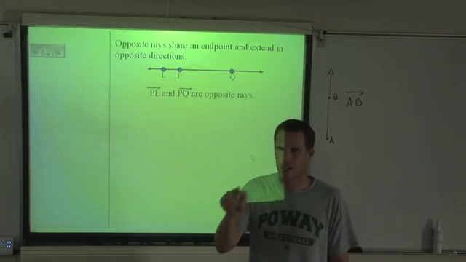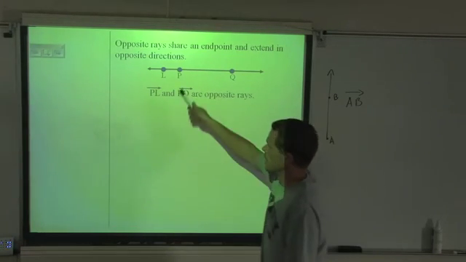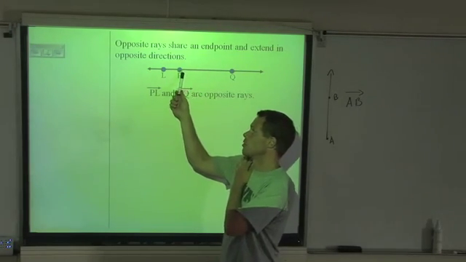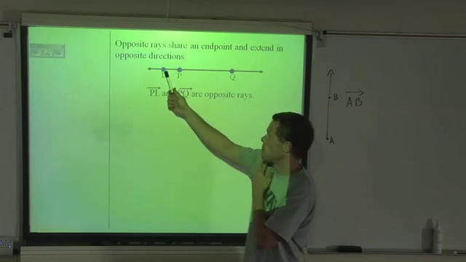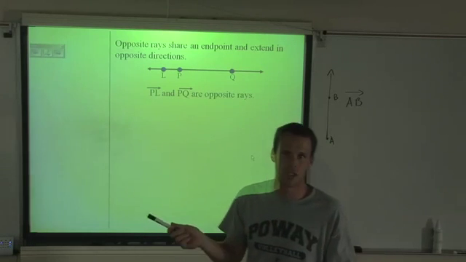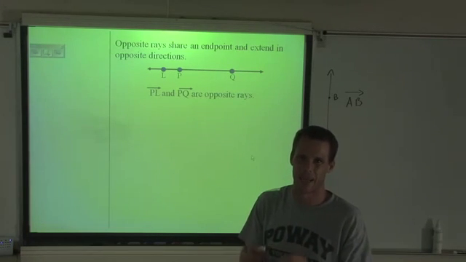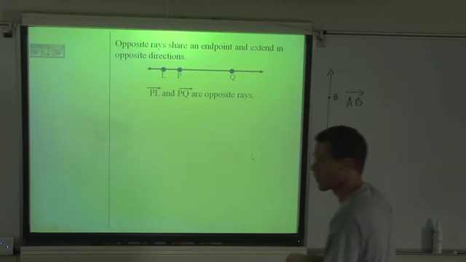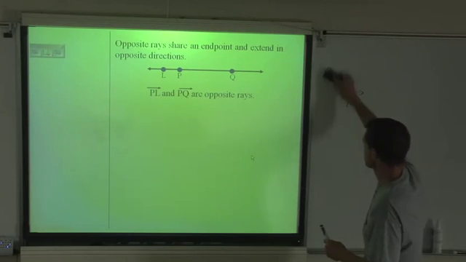They both start at P, and then one describes the set of points that goes through L, the other starts at P and describes the set of points that goes through Q. They go in opposite directions with the exact same starting point. There is no overlap.